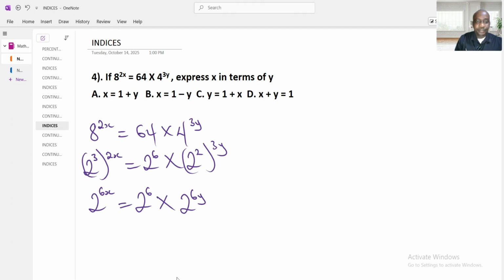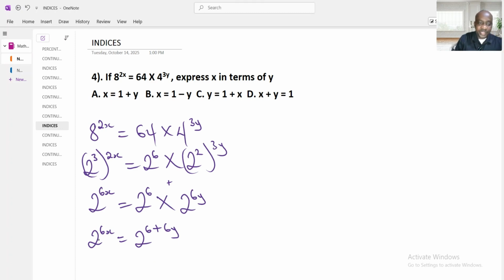6y. Now the next thing we can do, I can just cut out all the base, but I want to combine this one, this 2 times 2. I want to turn this to a single base. Whenever you see multiplication, it means plus in the law of indices. 2 raised power 6x is equal to 2 raised power 6 plus 6y. That's it.